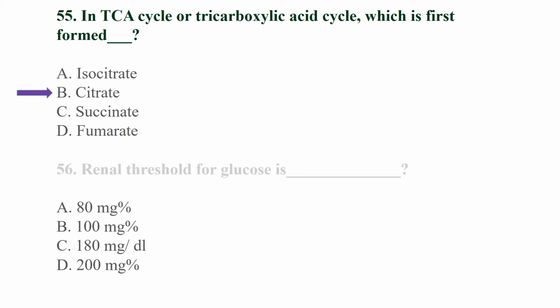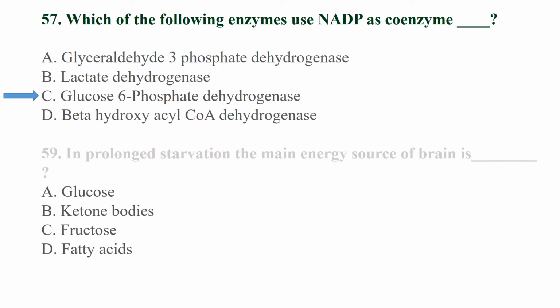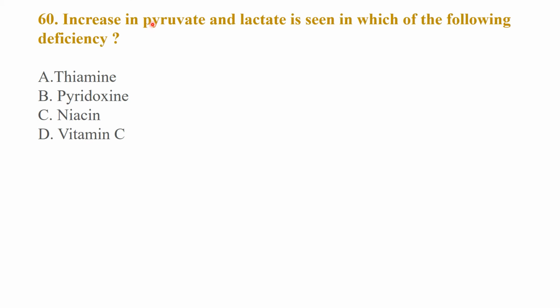Renal threshold for glucose is 180 mg per deciliter. Which of the following enzymes use NADP as coenzyme? It is glucose 6-phosphate dehydrogenase. In prolonged starvation, the main energy source for the brain is the ketone bodies. Increase in pyruvate and lactate is seen in which of the following deficiencies? It is thiamine deficiency.